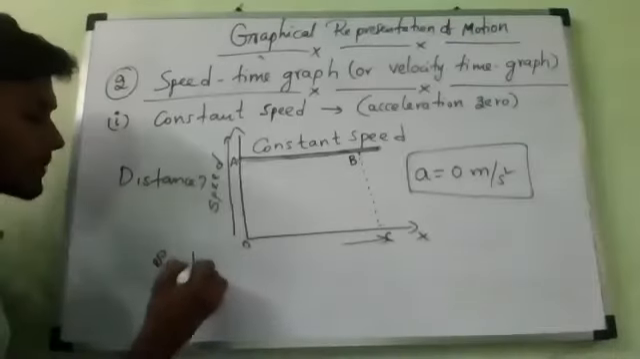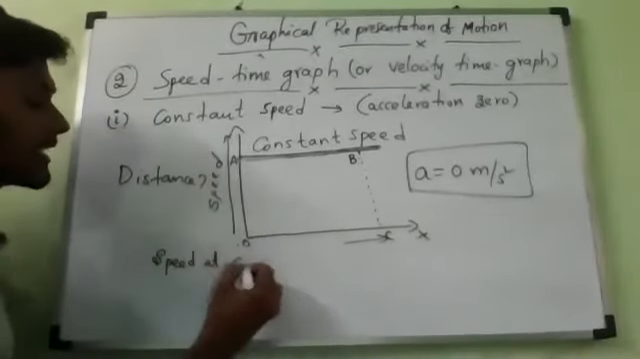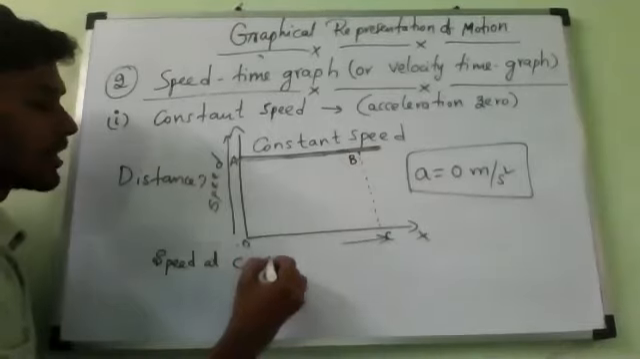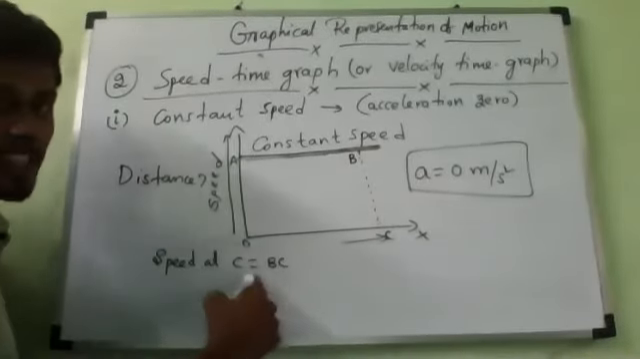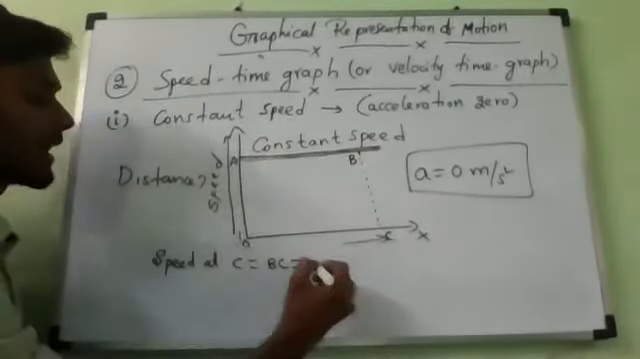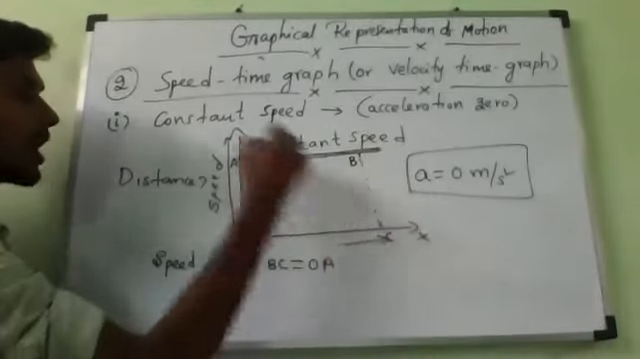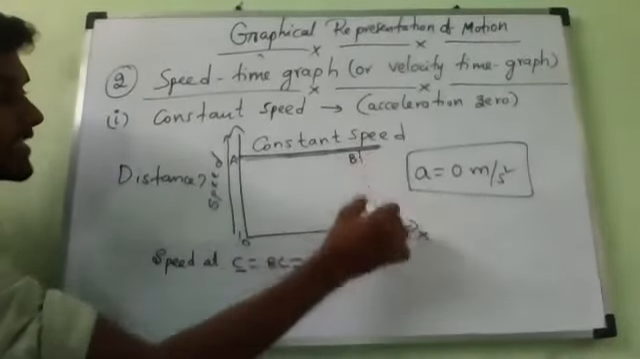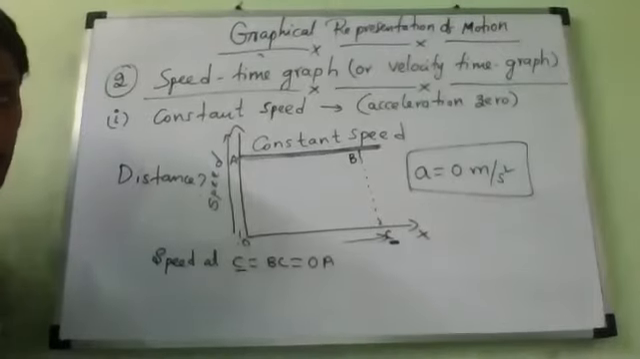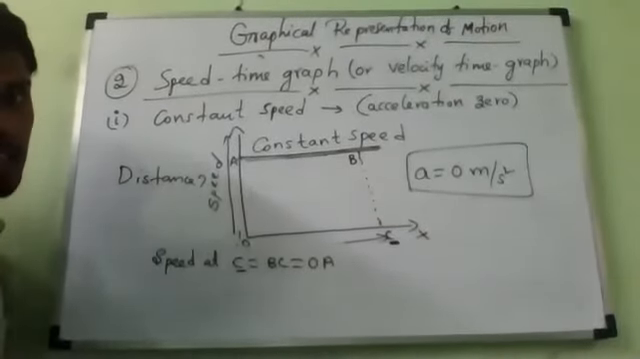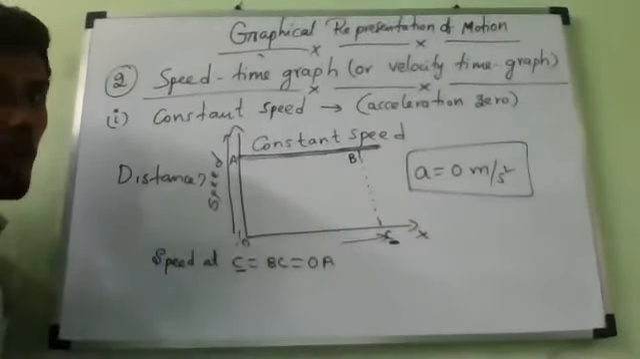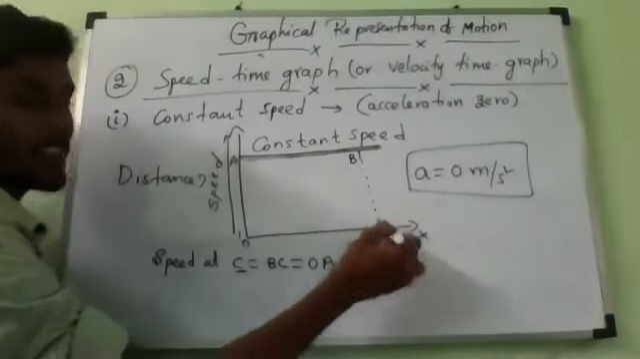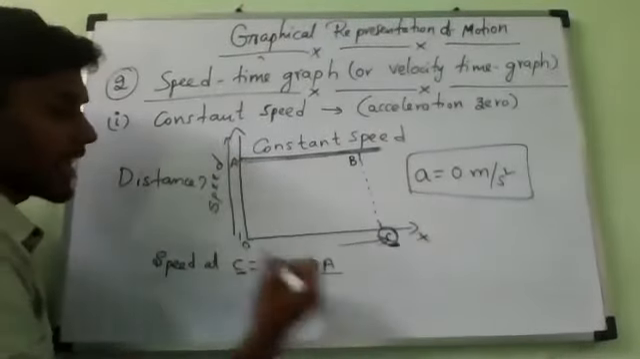Speed at point C, if you observe, is equal to BC. So this BC is equal to what? OA, because these two are parallel lines. So the speed at point C, after time T, is BC, which is equal to OA. Understand? Now, if you observe, what is the time at point C? Speed at C is OA.